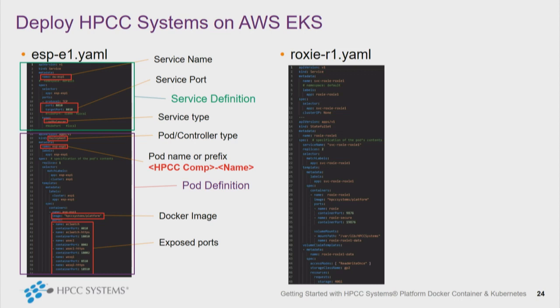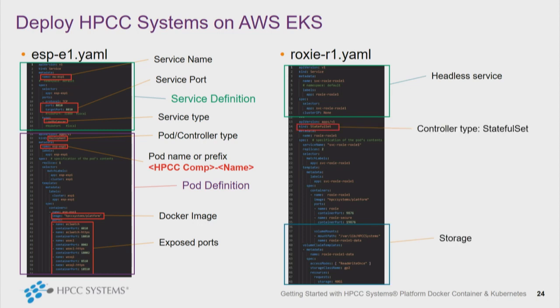For the Roxie part, we have a headless service, and we have volume definitions. And this type is called StatefulSet. The StatefulSet is useful because it can dynamically create the EBS volumes. Otherwise, it's not possible.